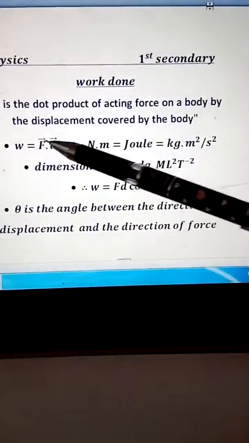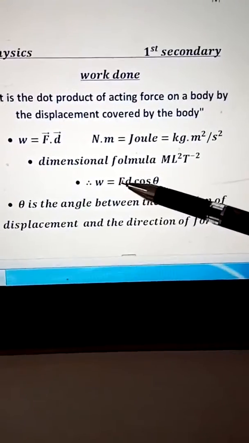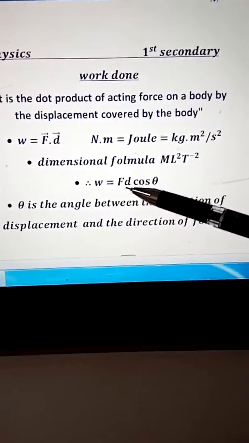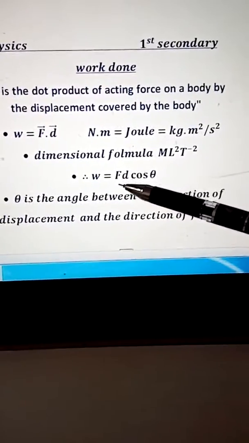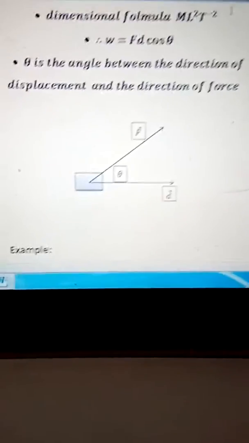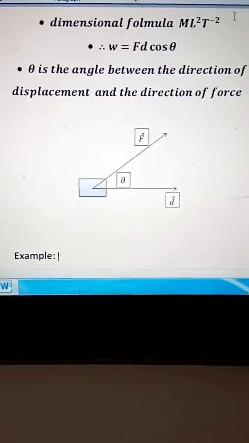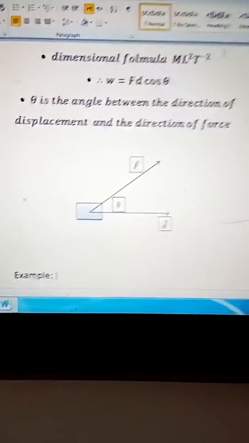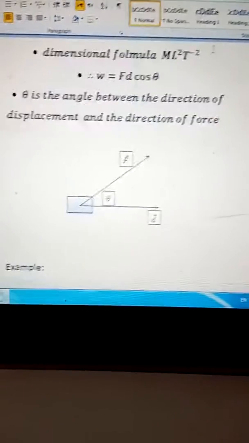And from the first term we know that the dot product of two vectors can be written as the product of the magnitudes of the two vectors multiplied by the cosine of the angle between them. Then work done equals F D cosine theta, where theta is the angle between the direction of force and the direction of displacement, as shown in the figure. And we can define the joule as the unit of work done by a force of 1 Newton to displace a body 1 meter in the direction of the force.